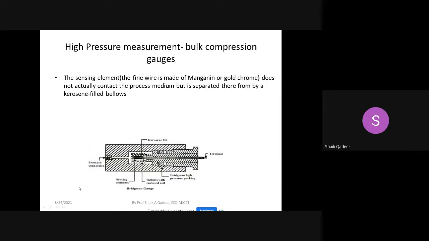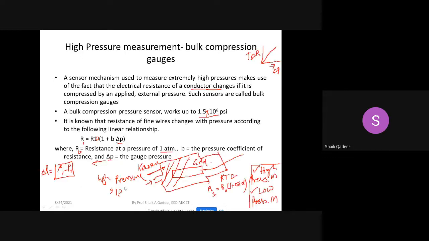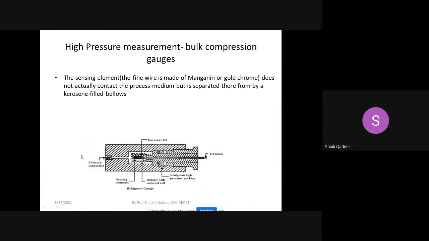So there is a figure over here. If this is not clear, you can make use of this figure, right? Here you see the pressure connection. This is the actual sensor, and in the surrounding kerosene oil is available, and this is the terminal from where the resistance information can be taken to a bridge, right? We are not bothered about the rest of this particular setup.